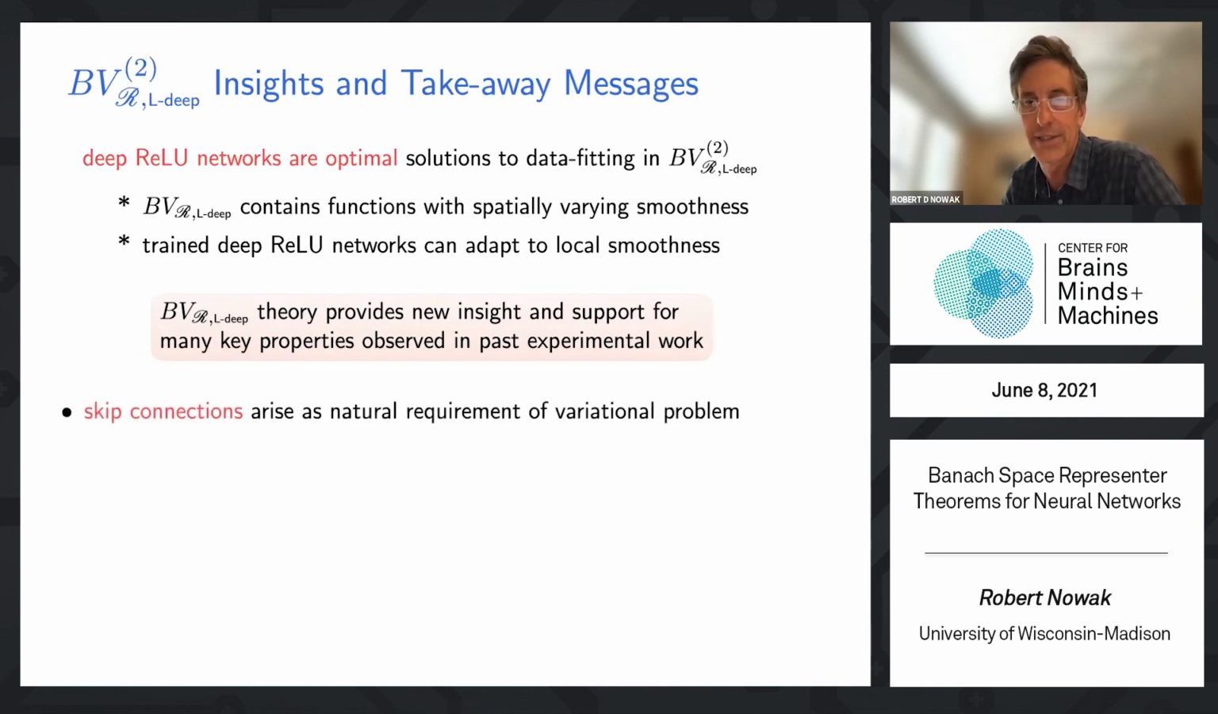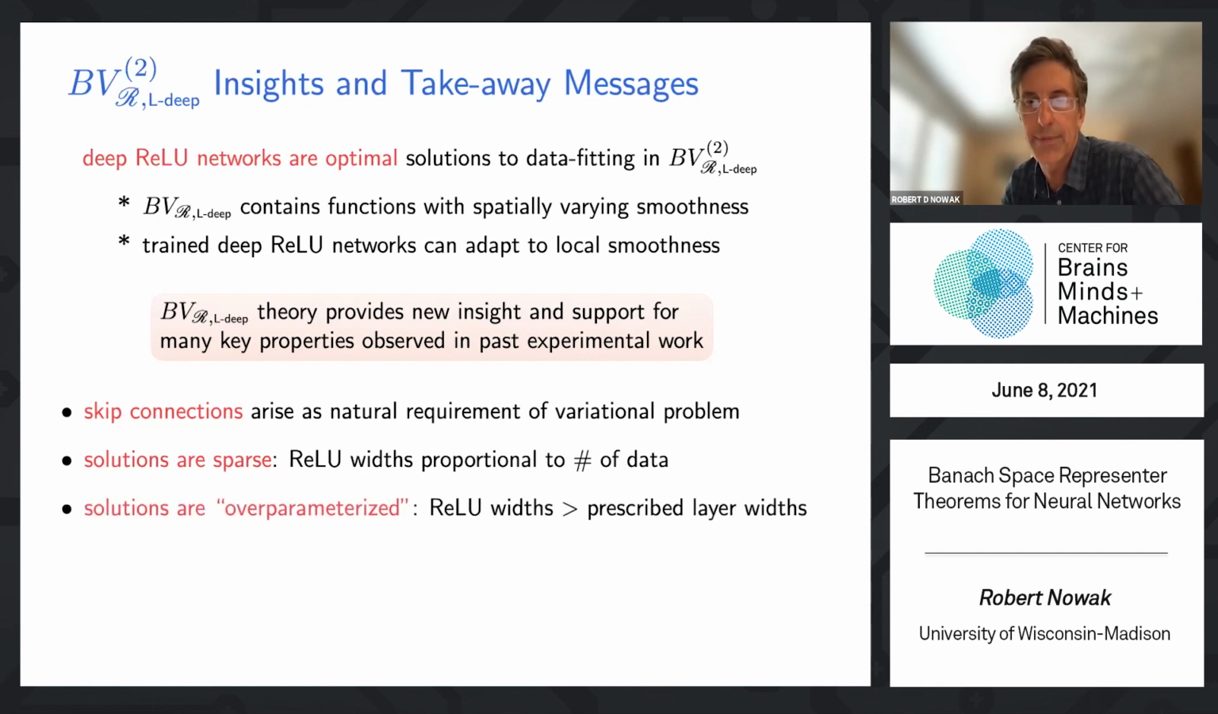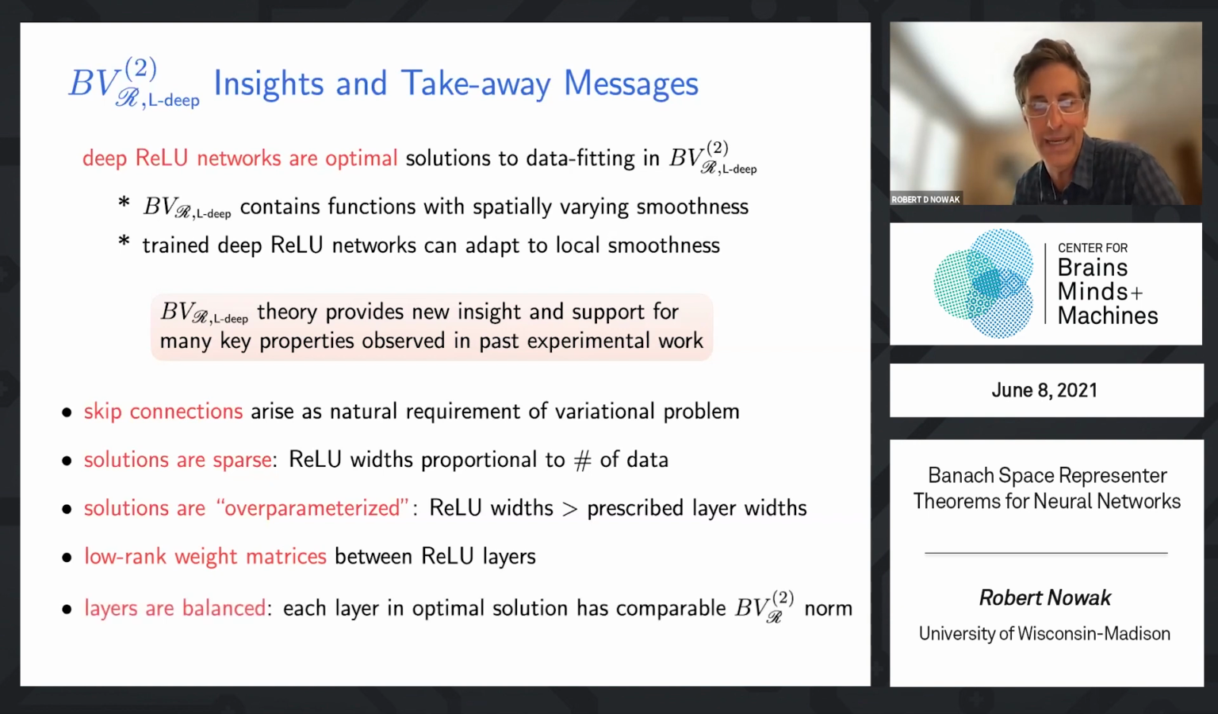So what are those? Skip connections. We're saying skip connections actually just pop out as a natural requirement of the variational problem. The solutions are sparse. The ReLU widths don't need to be infinitely wide. They just need to be proportional to the number of training data. The solutions are overparameterized, though still. The widths are always greater than whatever the prescribed functional widths are in your specification of the function spaces, which means you have these low rank weight matrices, something that people have actually used and engineered into neural networks to give better generalization and training properties. And then finally, it turns out that these Radon BV norms naturally tend to balance the norms of each layer. So there may be some nice regularization that happens there that might avoid some of the other problems that sometimes you see, like vanishing gradients and all that sort of stuff.